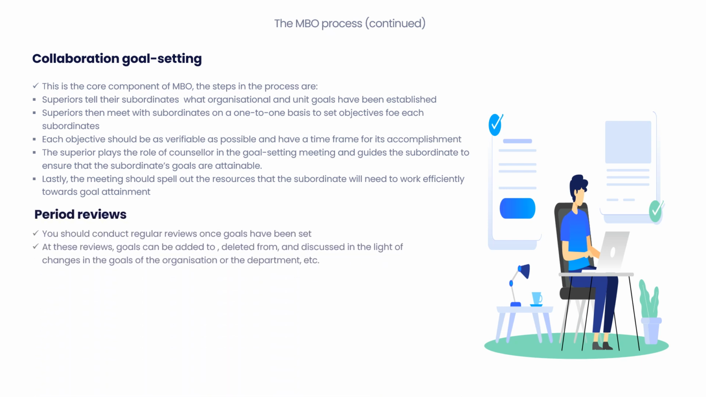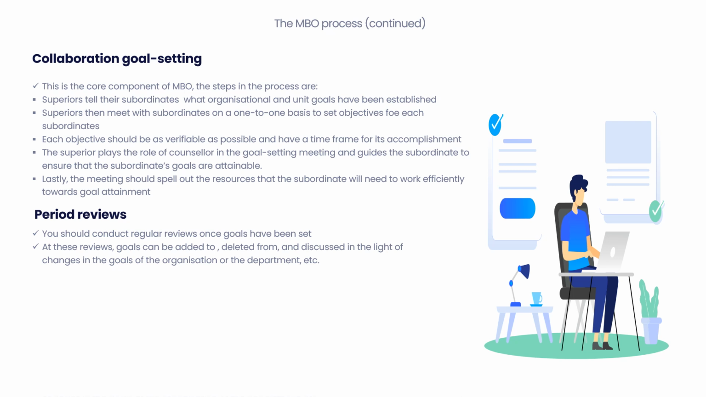Periodic reviews. You should conduct regular reviews once goals have been set. At these reviews, goals can be added to, deleted from, and discussed in the light of changes in the goals of the organization or the department. So you see that we've said that in goal setting, the supervisor is working with the employees. Once everything is set up and kept as a program, now we need to review every certain period. The supervisor will sit down again with the employees and discuss the progress. This discussion is actually controlling.